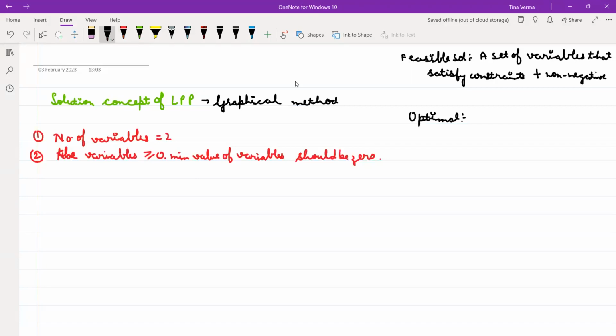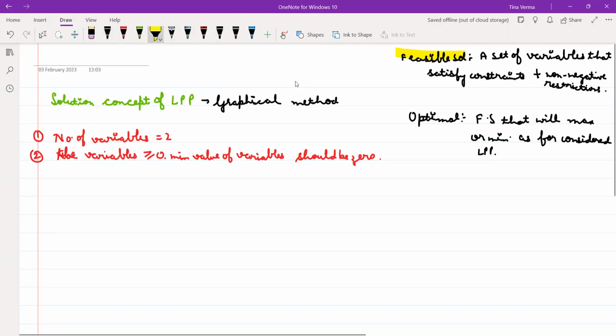So that set of variables which will satisfy all my constraints and the non-negativity restrictions too, meaning they will be greater than or equal to 0, that you call your feasible solution. Optimal solution means that feasible solution that will give the maximum or minimum value for the considered LPP. If it is a maximization case, then it should give me the maximum answer. And if it is a minimization case, it should give me the minimum answer.